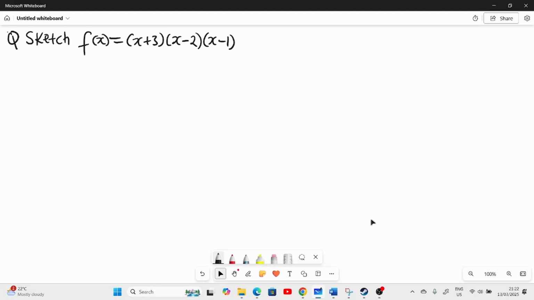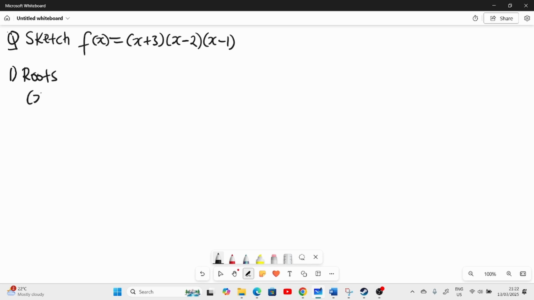Let's look at sketching of polynomials. So given this polynomial, the question is saying to sketch this polynomial. The first thing you have to do is to find the roots of the given polynomial. So how do you find the roots?